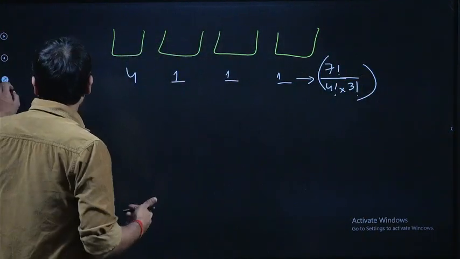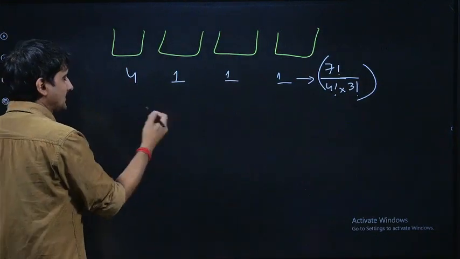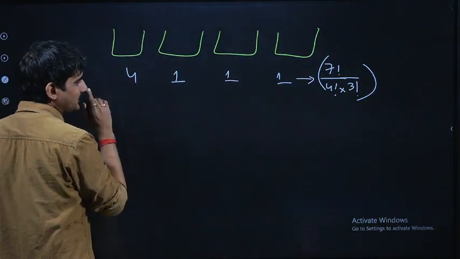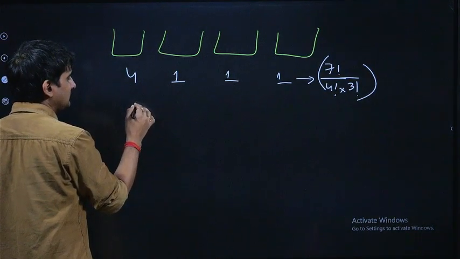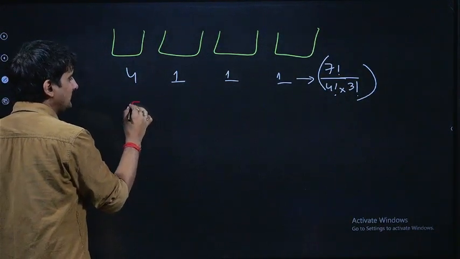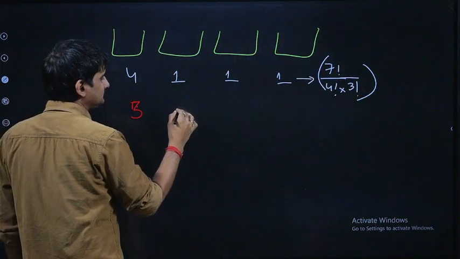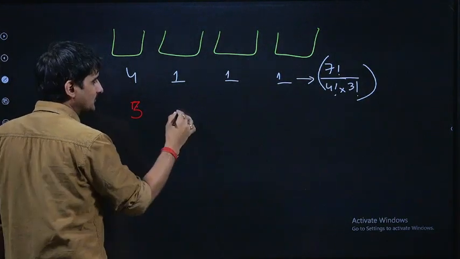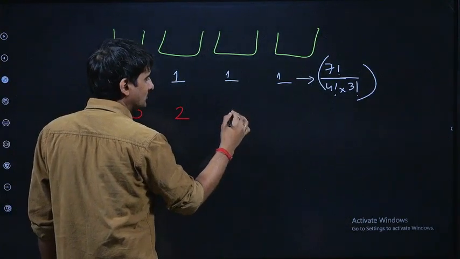Then what are the other possibilities? 4 1 1 1 sums to 7, and if I include 5 here, you can't take 5. So 3 3 1 is not possible, 3 2 2 is not possible, 1 1.